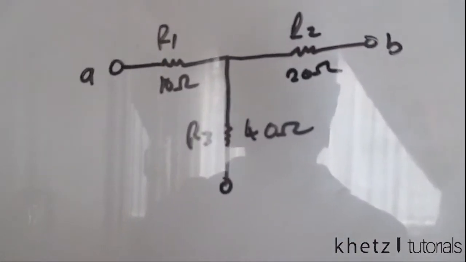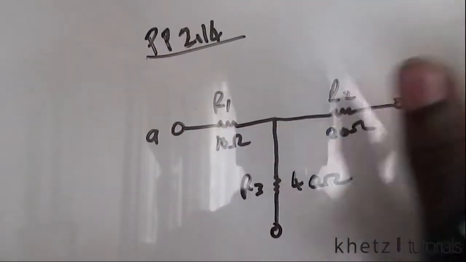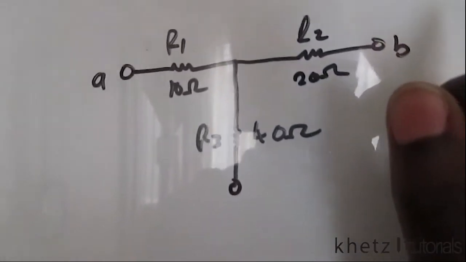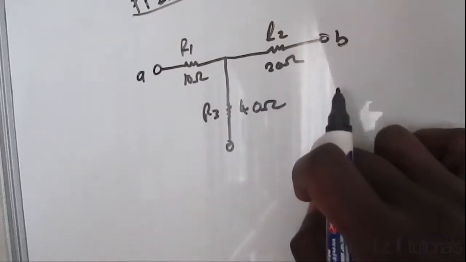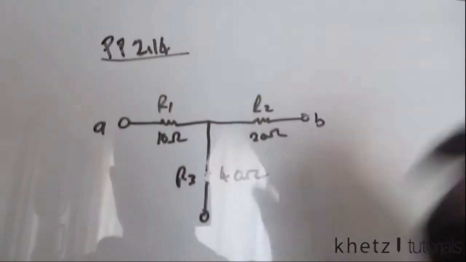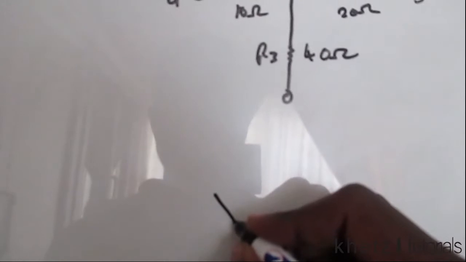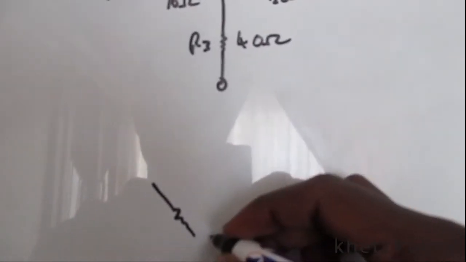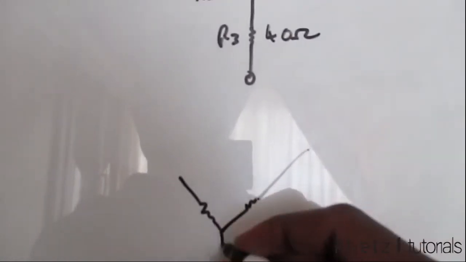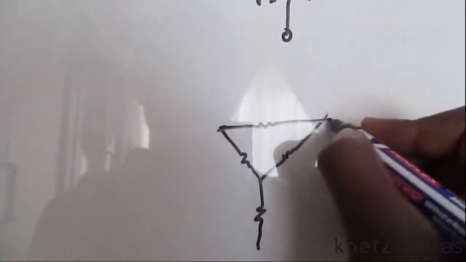We are asked to transform the Y network into a delta network. Here's a little trick which I use to remember the formulas. So basically we're going to transform what we have here, a Y network, into a delta network.